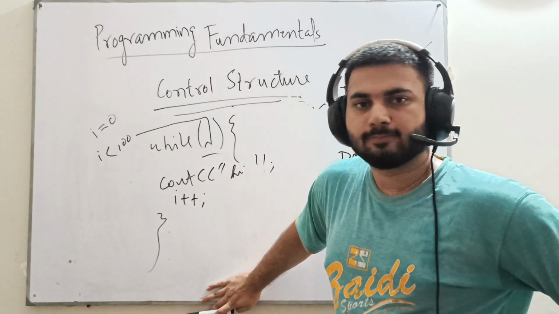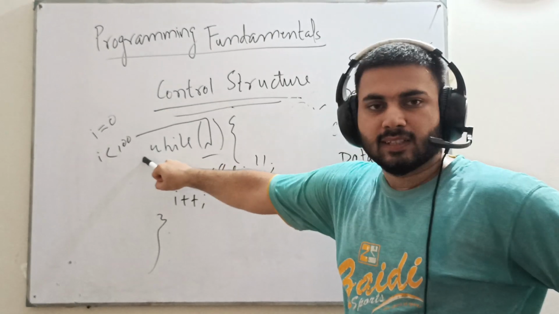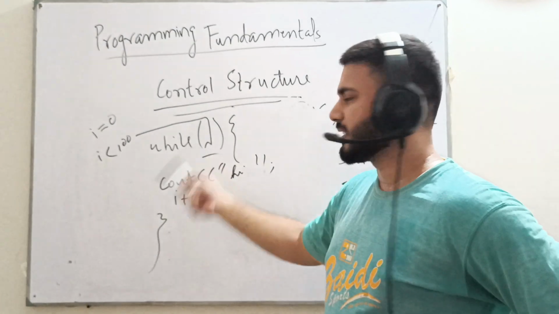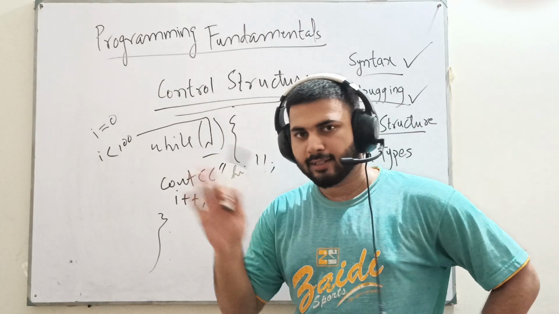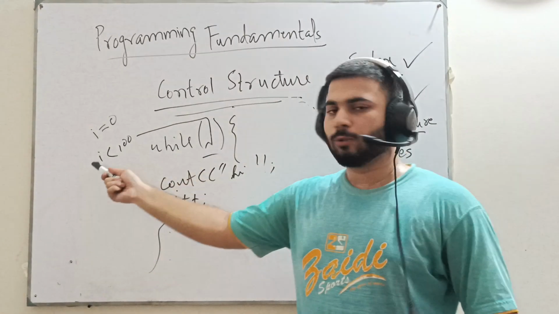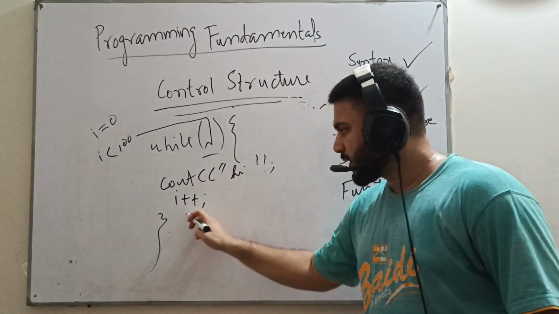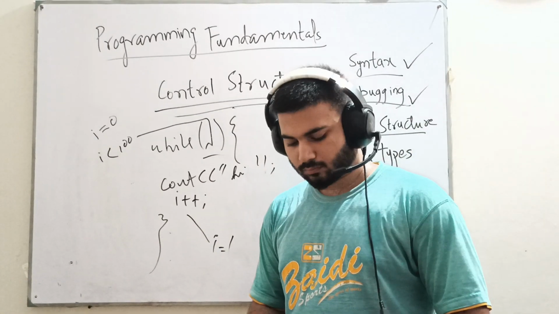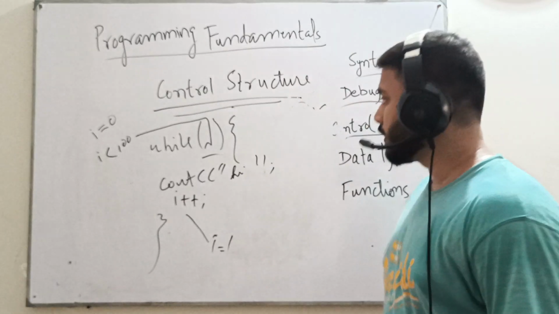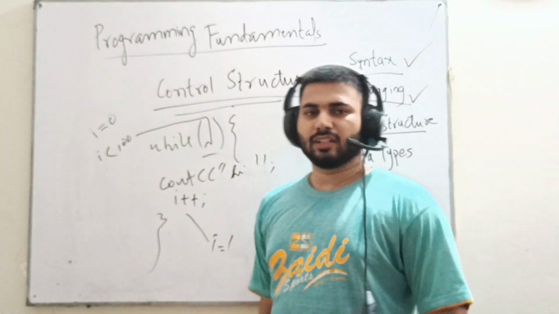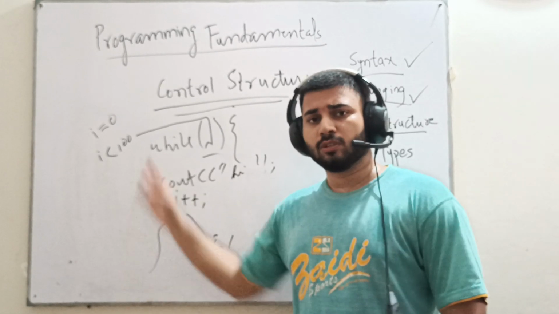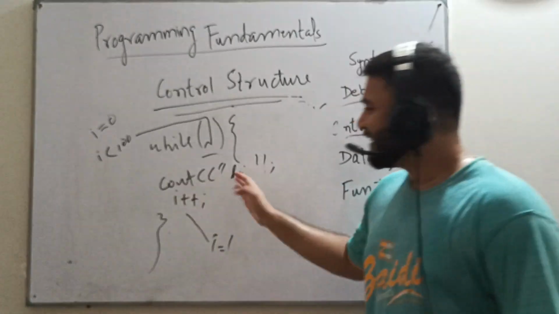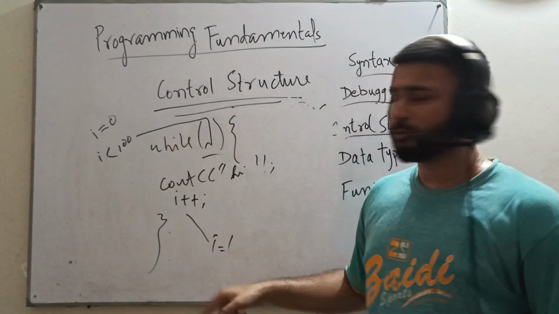That's how things work. While i is less than 100, the first time it's going to run, i is less than 100, cout hi. i plus plus, i is equal to 1. Now what? 1 is less than 100. The condition is still true, so the while loop is going to run. Cout hi. So it's going to say hi 100 times, 0 to 99.